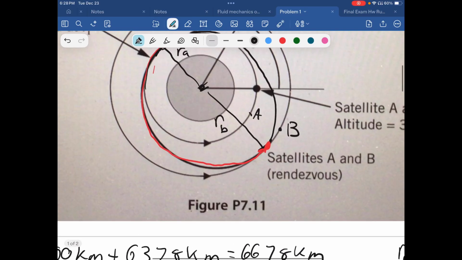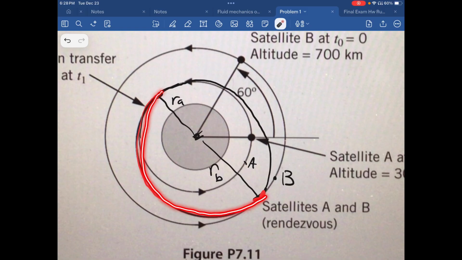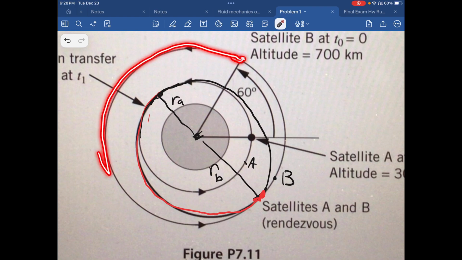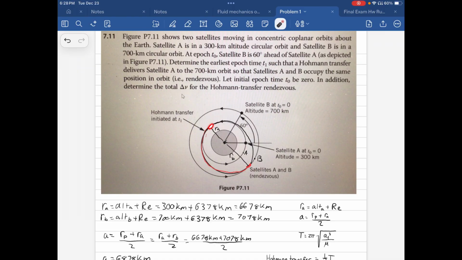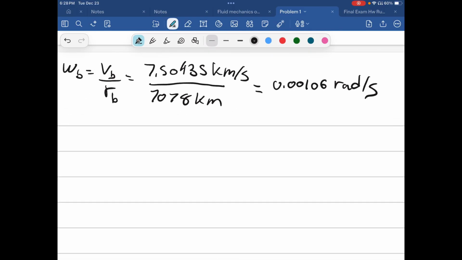All right, now we can find how much the true anomaly of satellite B changes during our transfer time, right? Because we have satellite A going from this first orbit over to the second orbit, and we want to find how much angle satellite B is moving, because we want to eventually have satellite A reach the same point as satellite B. So true anomaly theta B equals angular velocity of B times the transfer time, which we found earlier.